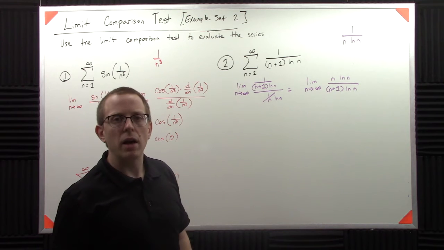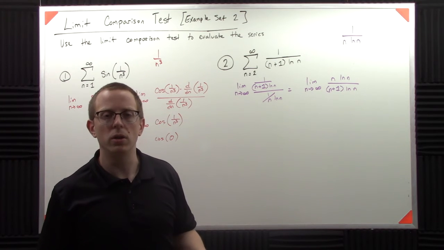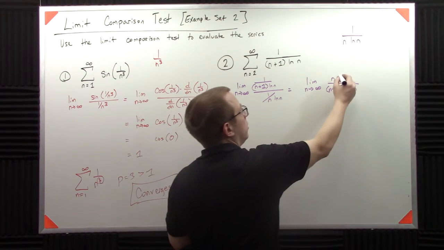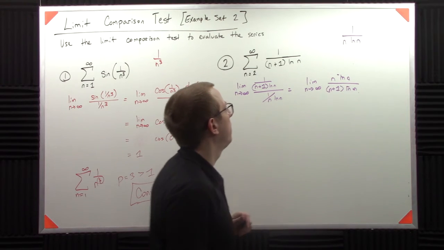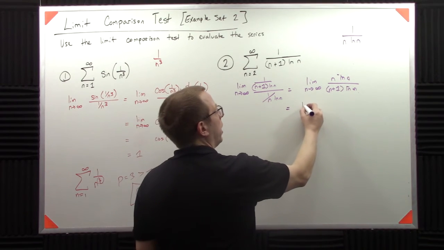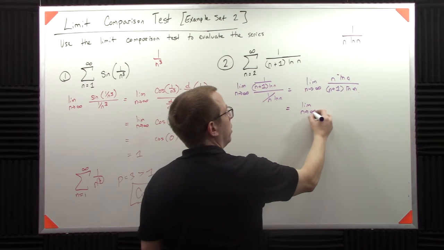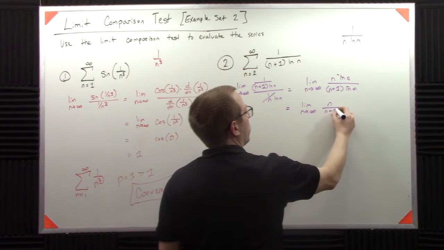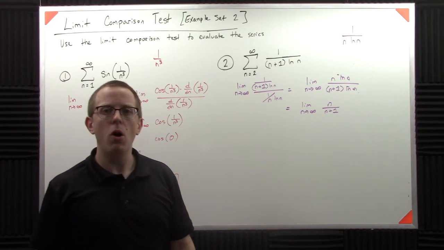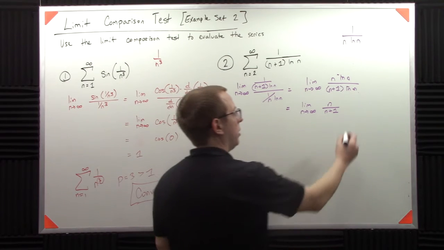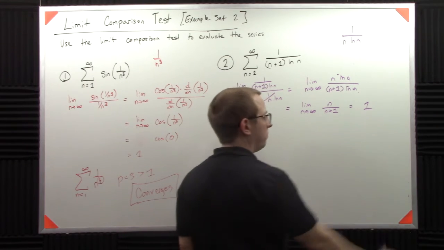Now that's going to make our lives easier because we can actually cancel the natural logs at this point. Just cancel them out. So then what we're really looking at is the limit as n goes to infinity of n over n plus 1. Well, hopefully you can perform that limit and you can easily get that that's going to be 1. Not a problem.